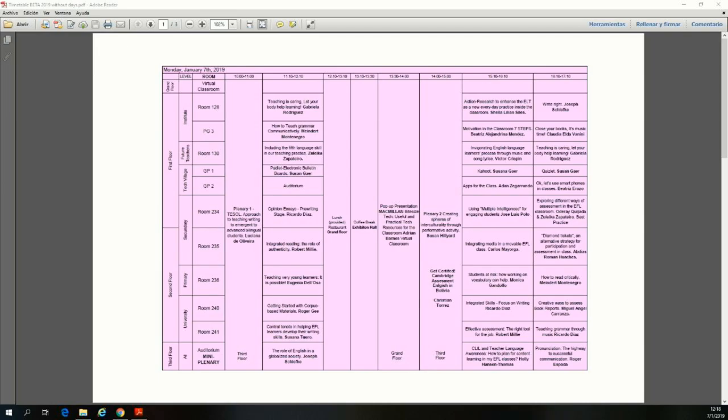For example, on the ground floor, we have virtual classroom and pop-up presentations. So if you want to go to pop-up presentations, you have to go to the ground floor. On first floor, we have workshops for institute teachers, future teachers, and also we have the tech village. On second floor, workshops are for secondary, primary, and university teachers. On third floor, we have this auditorium where plenaries are going to take place, okay?